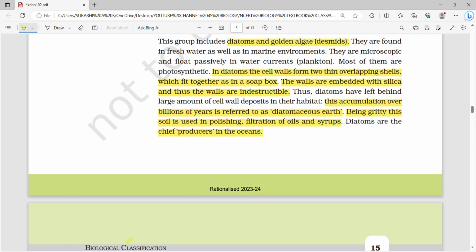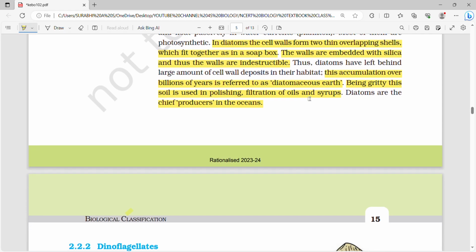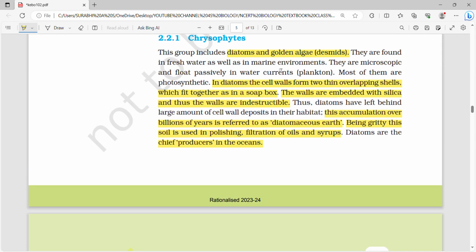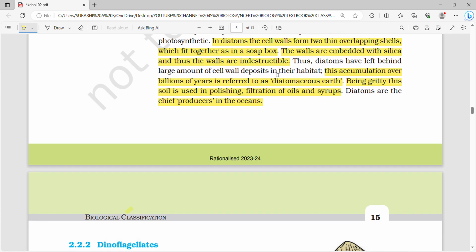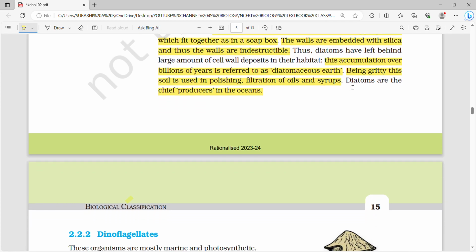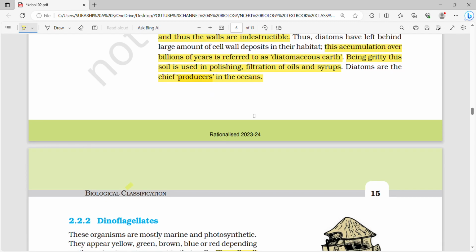In diatoms, the cell wall forms two thin overlapping shells which fit together as in the form of a soap box. The walls are embedded with silica, so they are indestructible. So the walls are made up of silica. This accumulation over billions of years is known as diatomaceous earth, because diatoms are the group involved. Being gritty, this soil is used in polishing, filtration of oils and syrups. And this is the most important, which is a PYQ, that is, diatoms are the chief producers in the oceans.